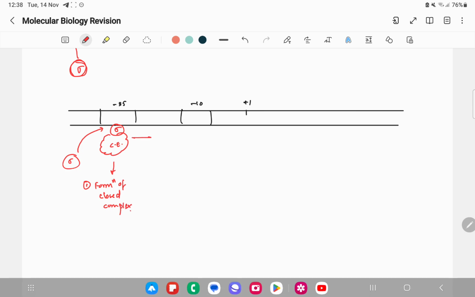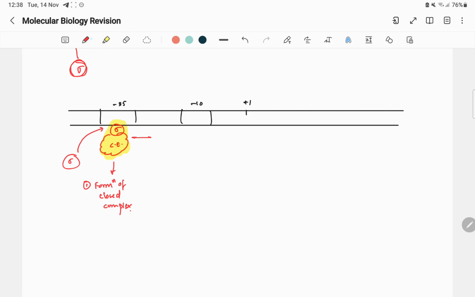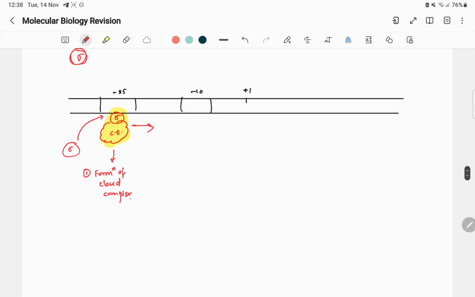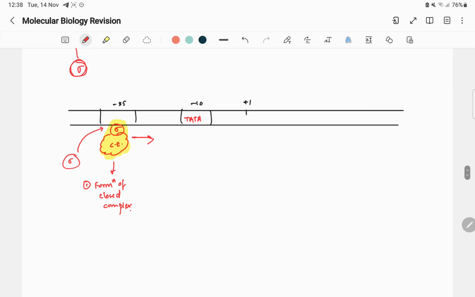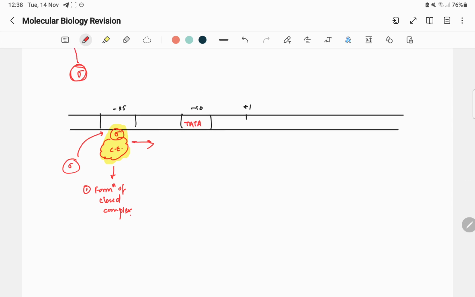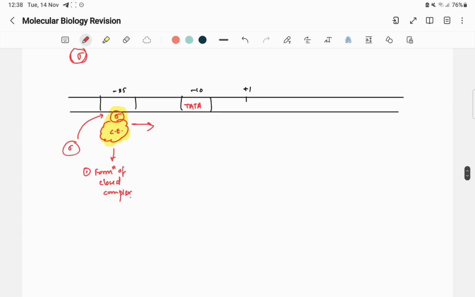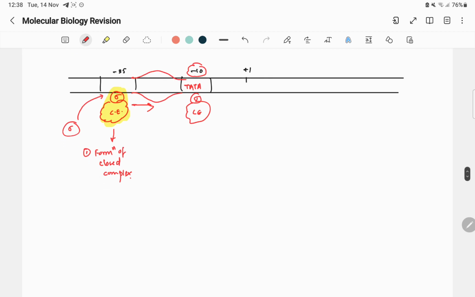Then the holoenzyme slides to the next sequence, called the TATA box, TATAAT. As this whole part slides to the -10 TATA box, the DNA strands start unwinding. Here at the TATA box there is unwinding, which forms an open complex.